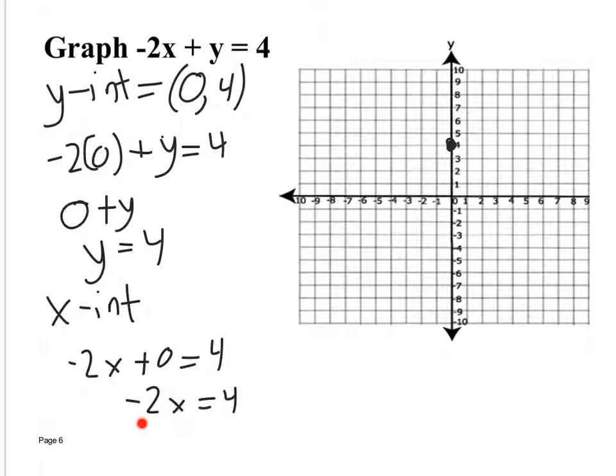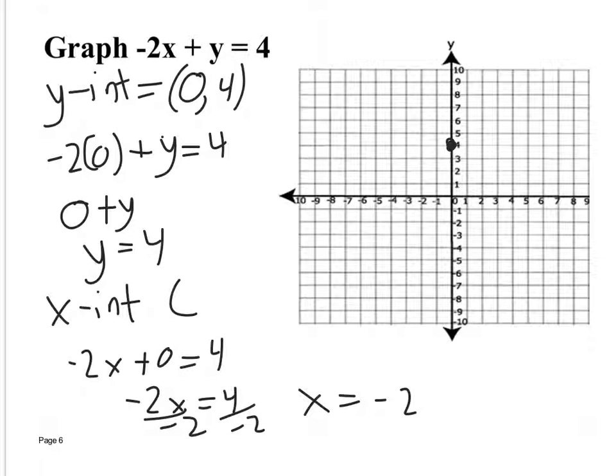Good, I divide both sides by negative 2. Jaden, what is 4 divided by negative 2? 2. Positive 2 or negative 2? Positive. Opposite signs are always negative, right? So positive 4 divided by negative 2 would be? Negative 2. Good.